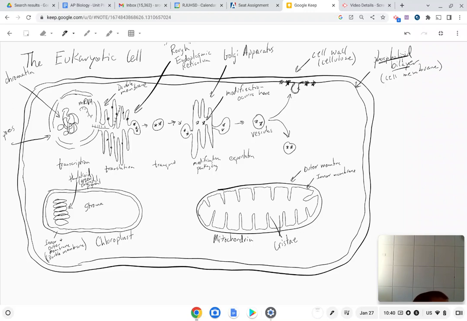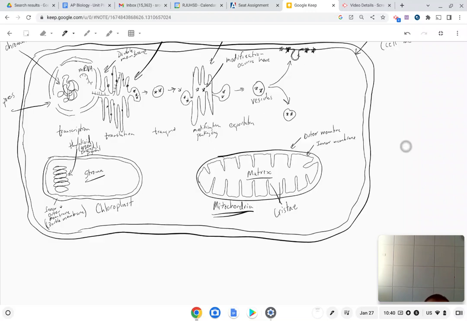But anyway, looking at the structure, we've got something called the matrix in the middle. The matrix is the equivalent of the stroma in the chloroplast. It's just the fluid that's on the inside. Okay, those are the only structures you need to know right now in the mitochondria. The cristae, the matrix, the inner and outer membrane, and that's it.